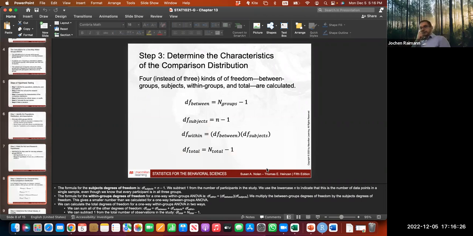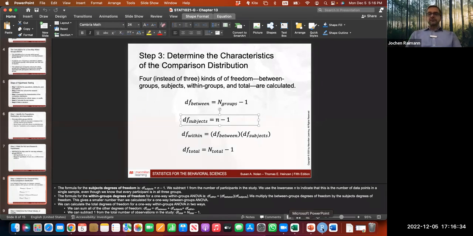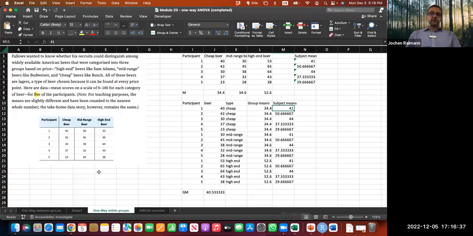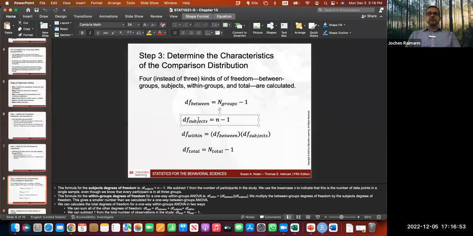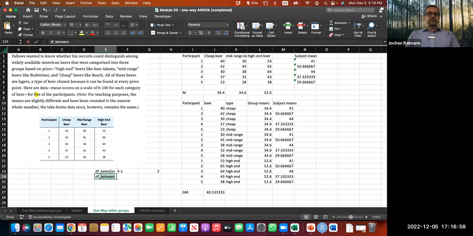Thereby we next need to quantify the degrees of freedom. First we need the degrees of freedom between, which is simple with 3 groups: 3 minus 1 is 2. Then we need the degrees of freedom for subjects. We know we have 5 individuals, so 5 minus 1 equals 4.